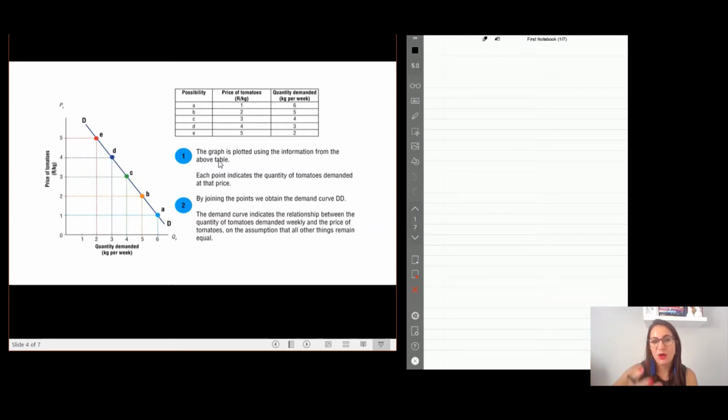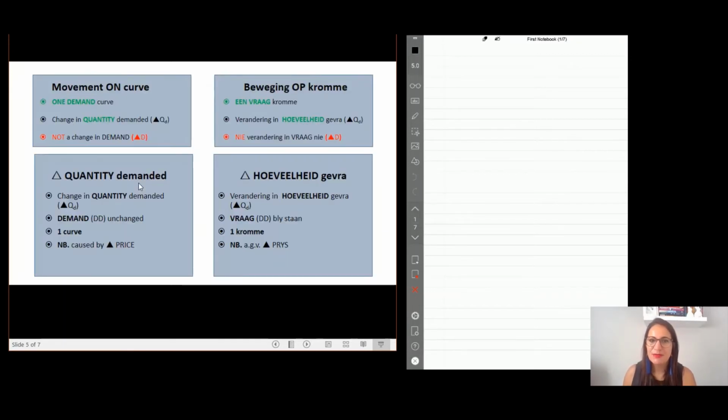So at 1 Rand for a kilogram of tomatoes, we want 6. At 2 Rand, we want 5. At 3 Rand, we want 4. At 4 Rand, we want 3. At 5 Rand, we want 2. So that is just the law of demand, just to give you an indication of what the demand curve looks like. But two things can happen with a demand curve. And this is very important.